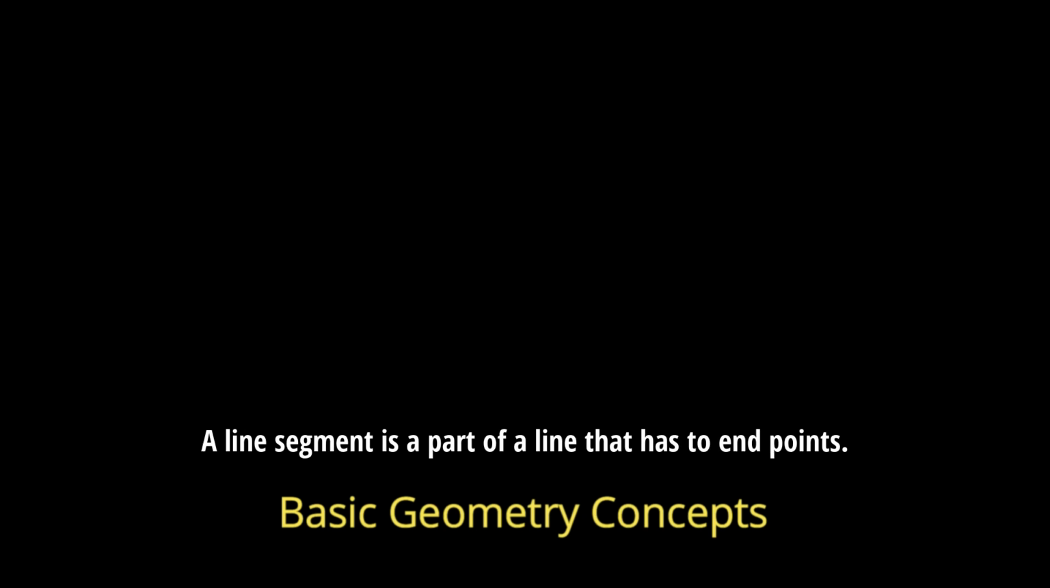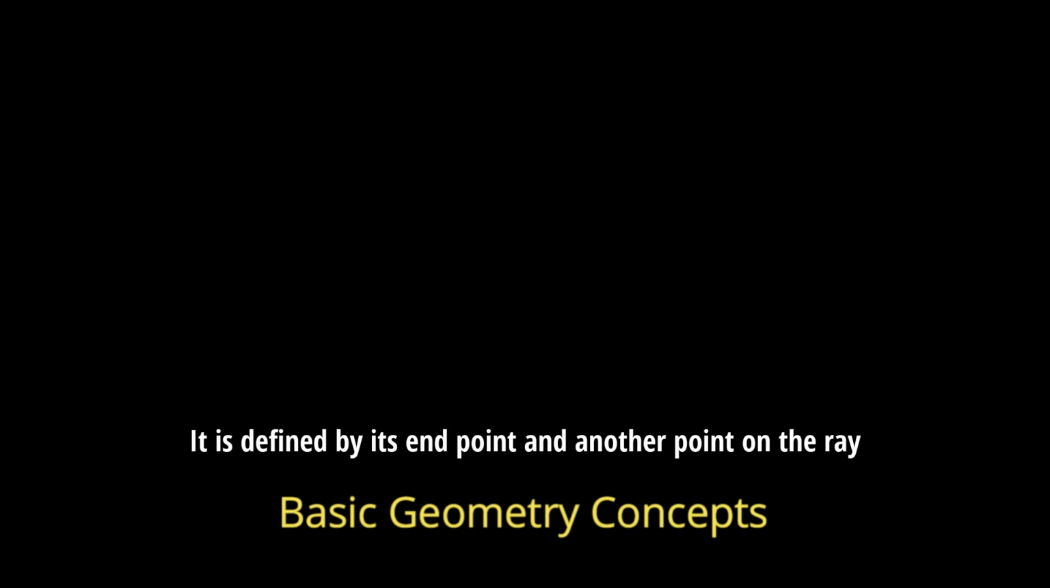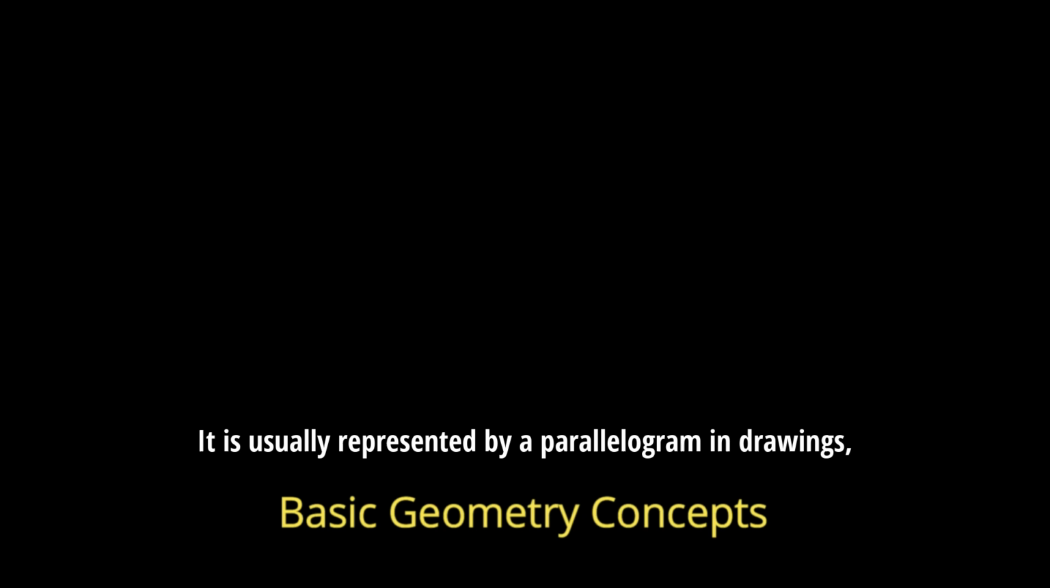Line segment. A line segment is a part of a line that has 2 endpoints. It is the shortest distance between 2 points, e.g., segment AB. Ray. A ray starts at one point and extends infinitely in one direction. It is defined by its endpoint and another point on the ray, e.g., ray AB. Plane. A plane is a flat, two-dimensional surface that extends infinitely in all directions. It is usually represented by a parallelogram in drawings.